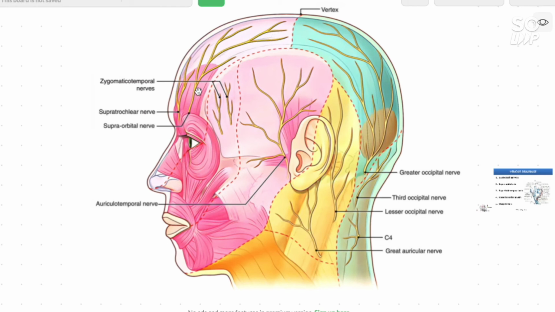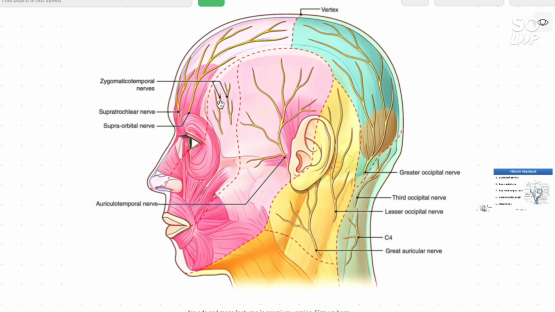The third branch is your zygomaticotemporal nerve, which is a branch of the maxillary nerve. Remember, the maxillary nerve is finally a branch of your trigeminal nerve. So ultimately, these are all branches of the trigeminal nerve. The zygomaticotemporal nerve is a branch of the maxillary nerve, and this supplies your temporal region. Remember this one, the zygomaticotemporal nerve supplies your temple.